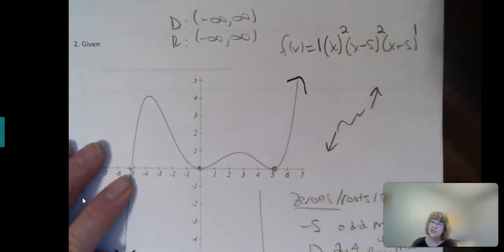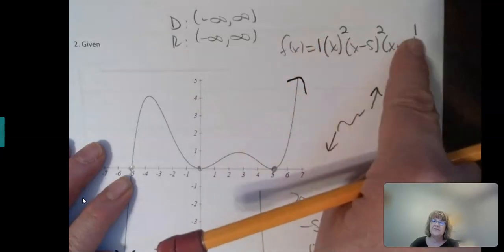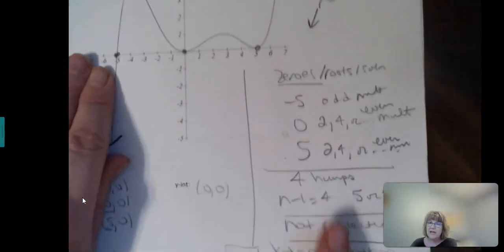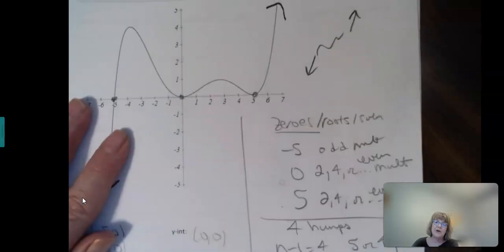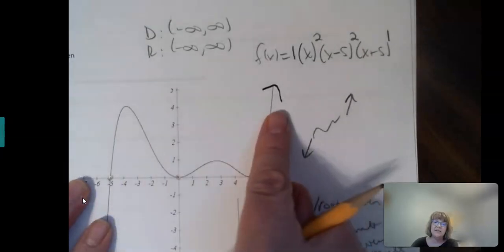Now, I have to check my overall power. This adds up to 5. So with my humps, that's okay. As long as I have 5 as a power and the overall is odd, then I'm good.